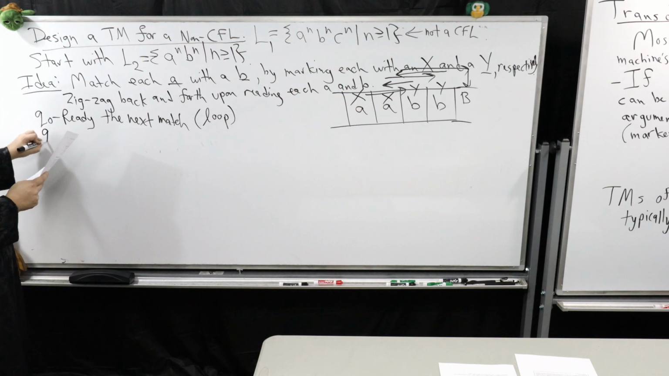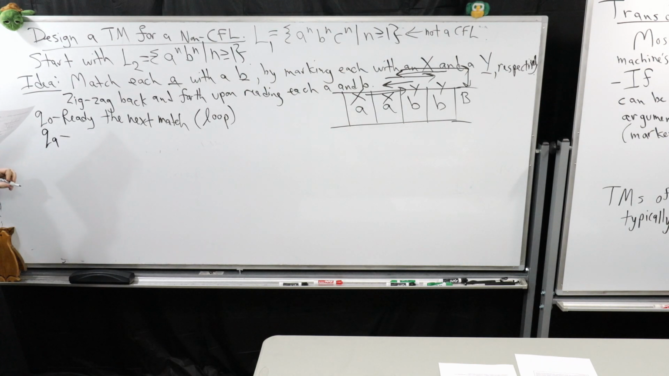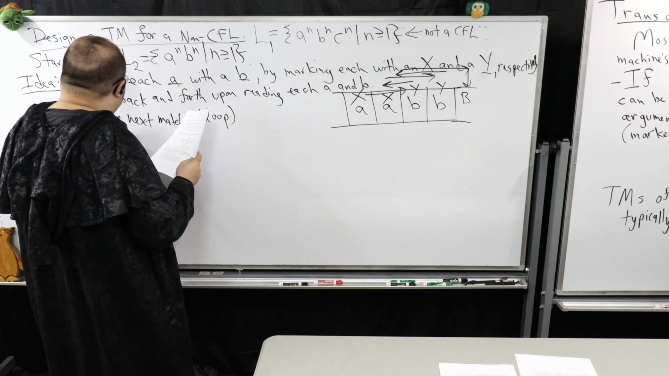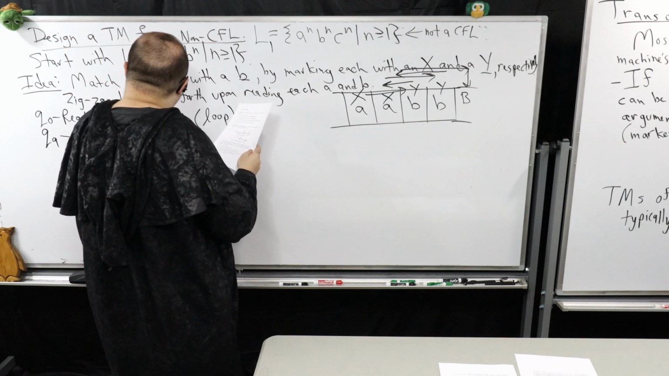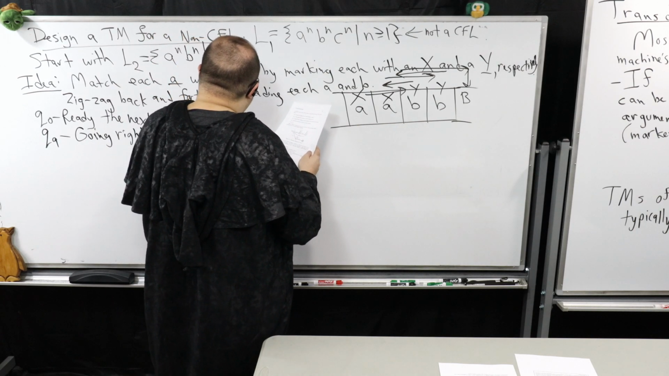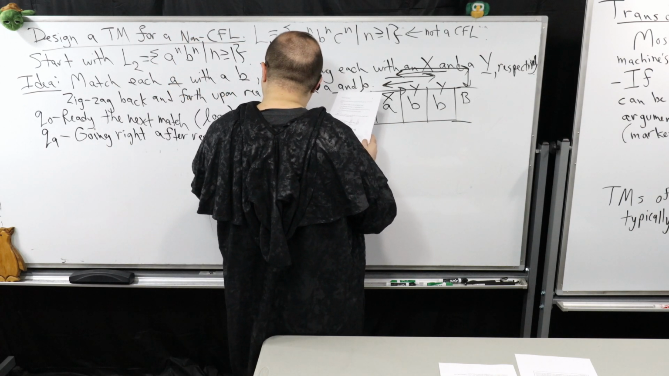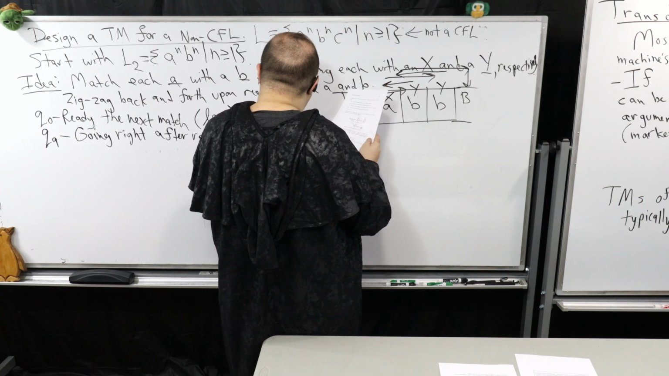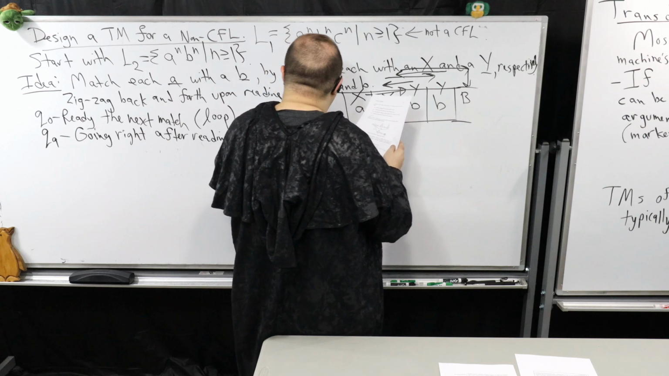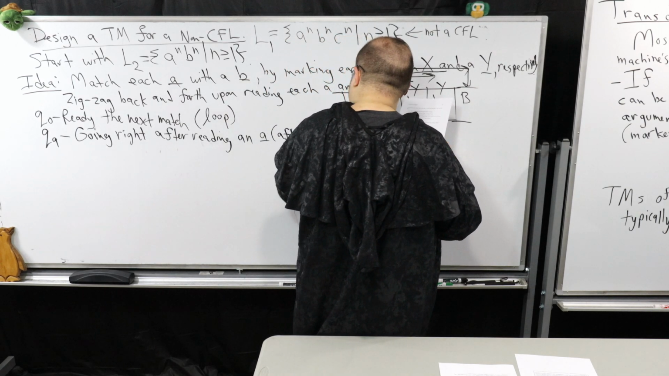And then I'm going to have a state I'm going to call QA. QA is going to be going right after reading an A. And this is, of course, after marking with X.